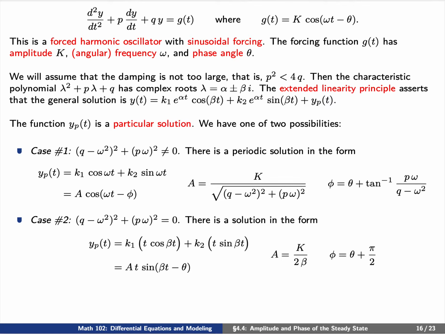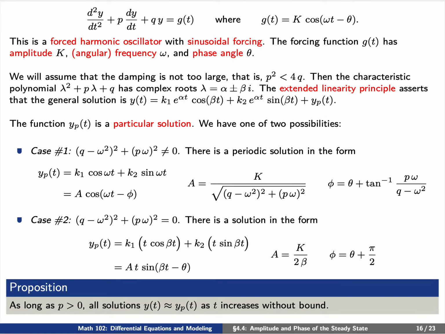In the second case, let's assume that q minus omega squared squared plus p omega squared equals 0. In this case, there is a solution of the form y sub p equals capital A times t times sine of beta t minus phi, where capital A, our amplitude, is capital K divided by twice beta, and phi, our phase angle, equals theta plus pi over 2. Recall that as long as p is positive, all solutions y of t are approximately equal to these particular solutions as time increases without bound.